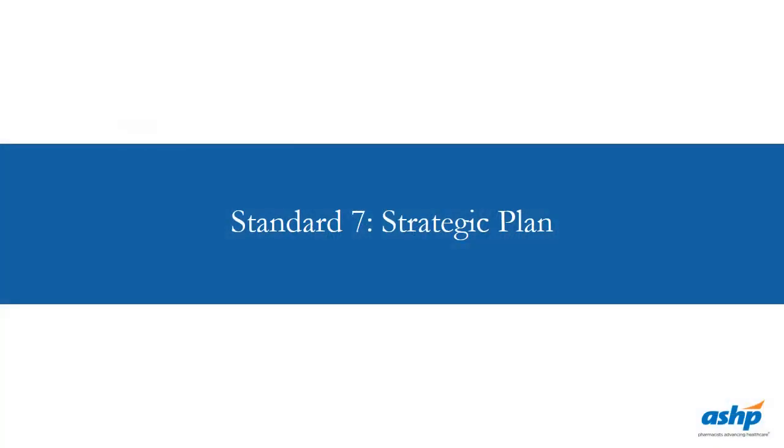We have discussed the definition of the strategic plan and the process of strategic planning. So now we'll talk about how this relates to Standard 7 in the ASHP ACPE Technician Education and Training Standards. Here, we'll talk about how you can show evidence of compliance and what documentation is expected.